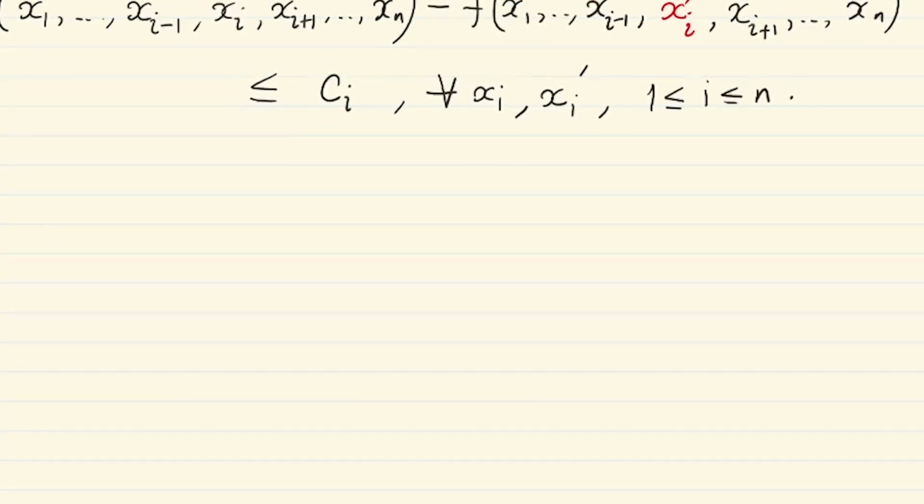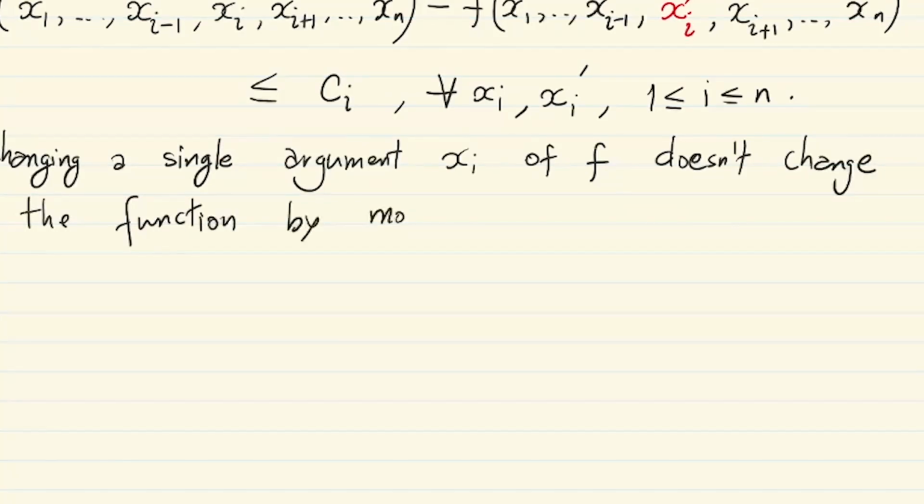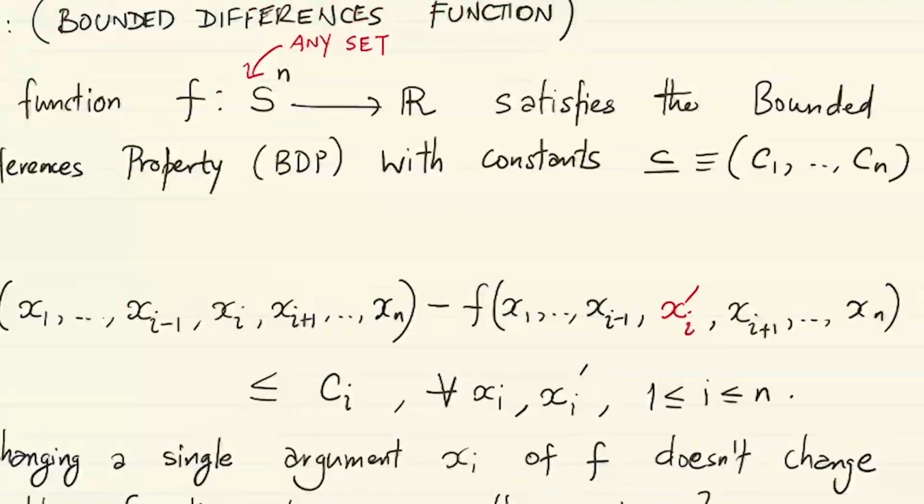Okay, so in words, changing a single argument xi of f doesn't change the function by more than plus or minus ci in either direction. So this is what is called a bounded differences function. It's relatively stable to small perturbations of its arguments.